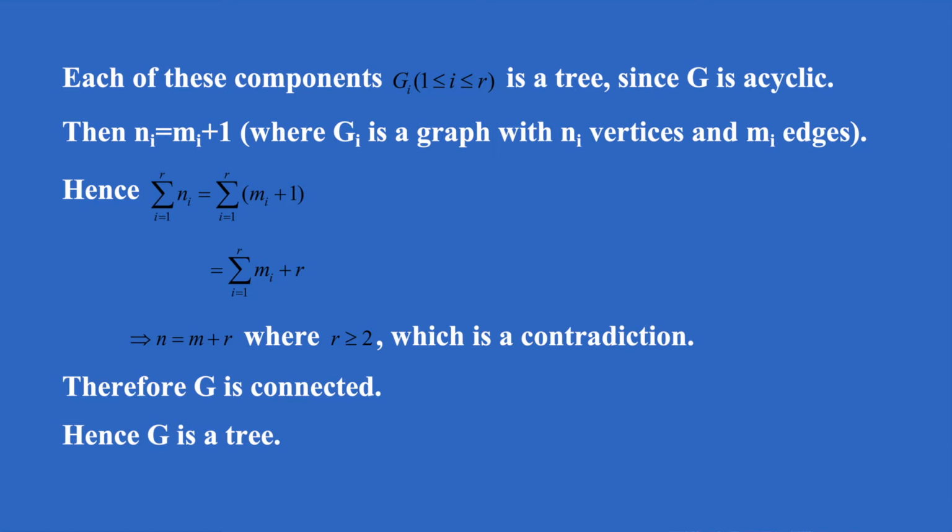Then ni is equal to mi plus 1, where Gi is a graph with ni vertices and mi edges. Hence, the summation i equals 1 to r of ni equals the summation i equals 1 to r of mi plus 1, which in turn is equal to the summation i equals 1 to r of mi plus r. This is equal to n equals m plus r, where r is greater than or equal to 2, which is a contradiction. Therefore, G is connected and hence G is a tree.